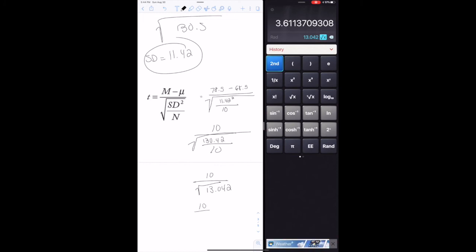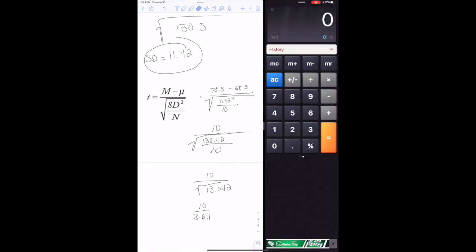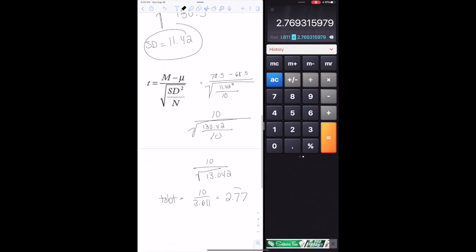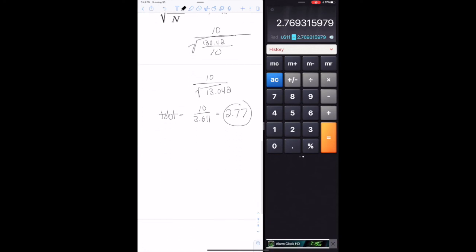So 10 divided by 3.611 gives us a t obtained equaling 2.769. So we'll say 2.77. There it is. That's the t obtained value that we're going to place on our distribution of the null to see where it falls.